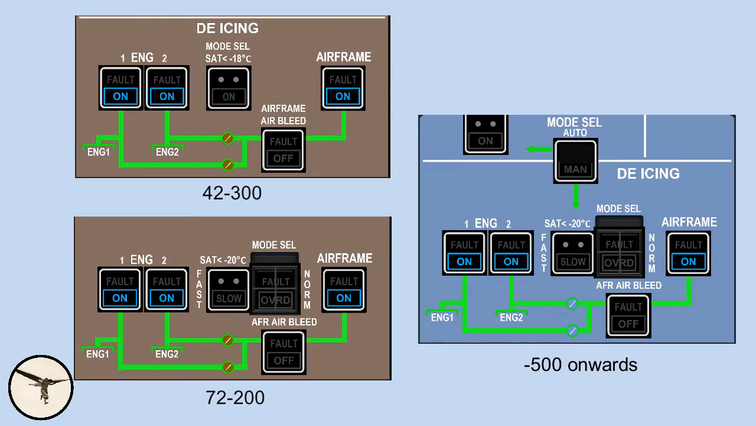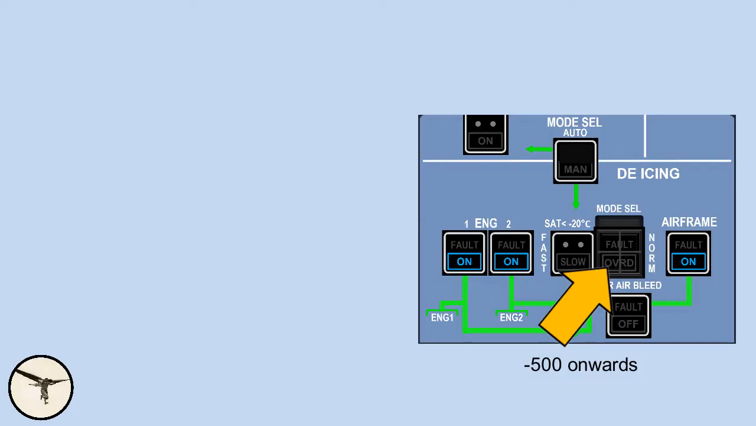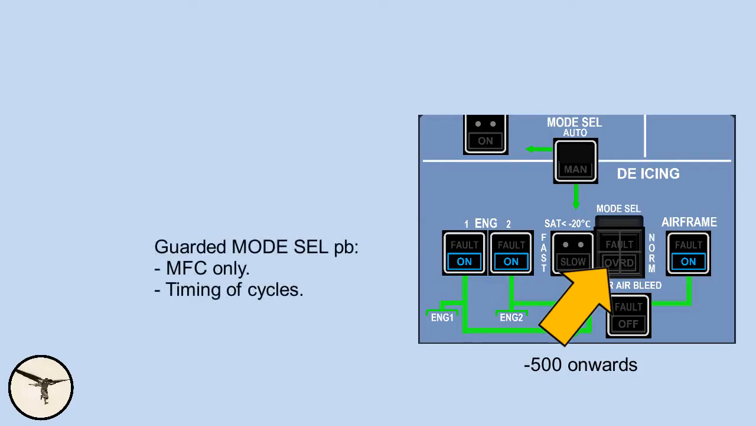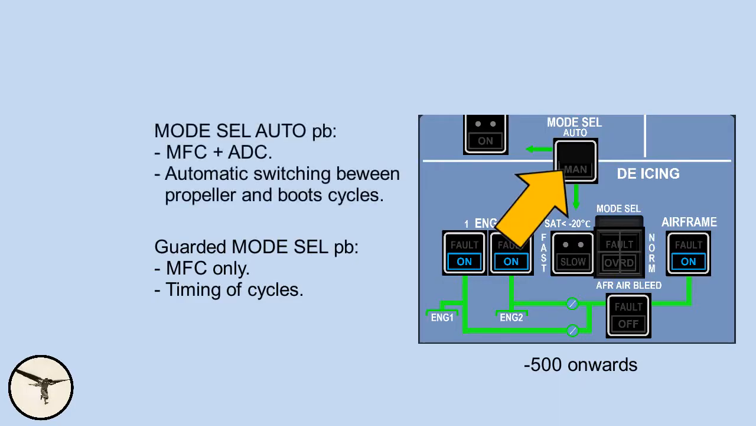To sum it up, the guarded mode select push button is related to the MFC only, and it controls the timing of the cycles of the boots. The mode select push button is related to the MFC and the air data computers, and controls the automatic switching between the temperature-dependent modes for the propeller anti-ice and boots de-ice.